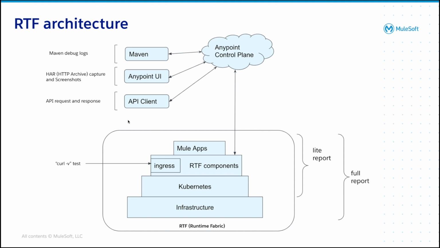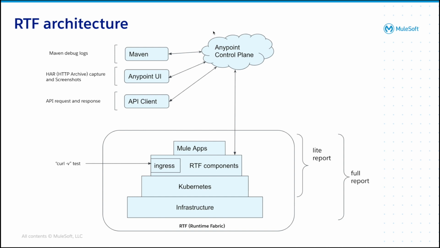RTF is built in layers. The bottom layer is the infrastructure. Then we have the Kubernetes layer. On top of the Kubernetes layer, we have the RTF agent components. The RTF agent keeps communication between the endpoint control plane and the RTF cluster. With all these three layers, we are then able to deploy and manage Mule applications.